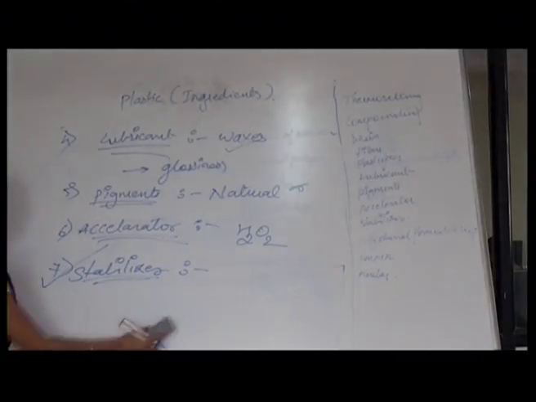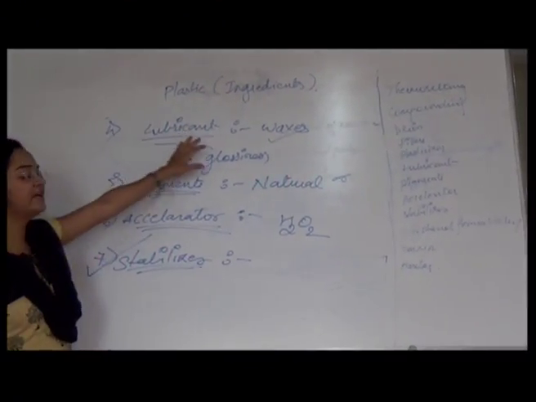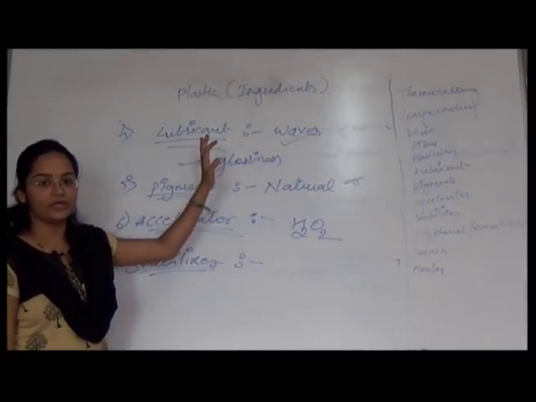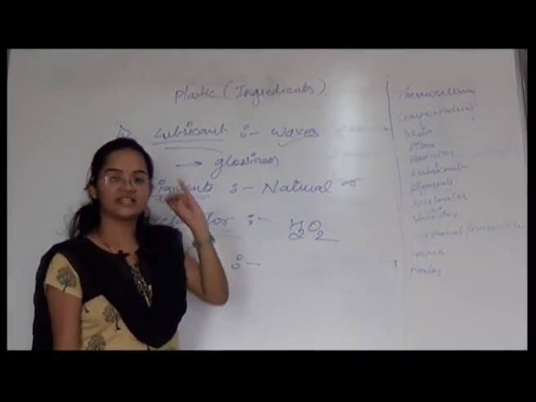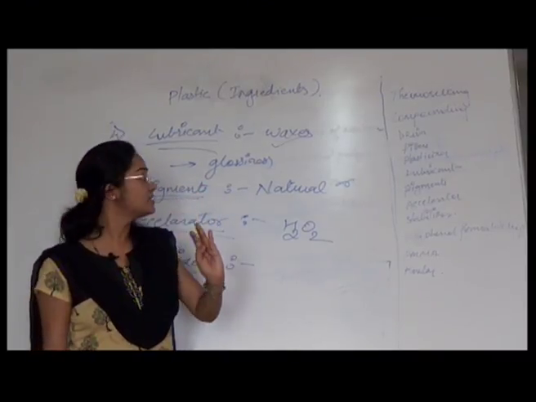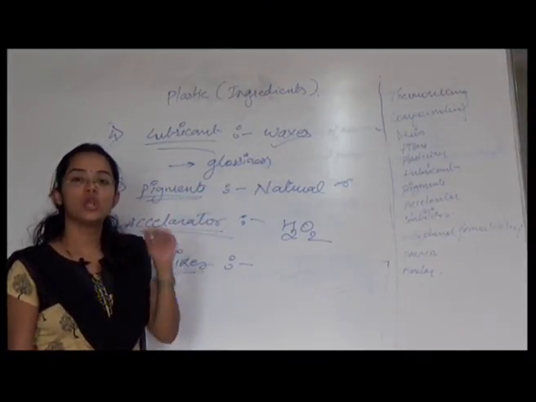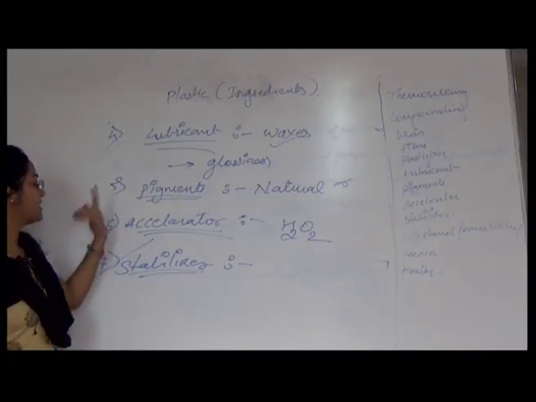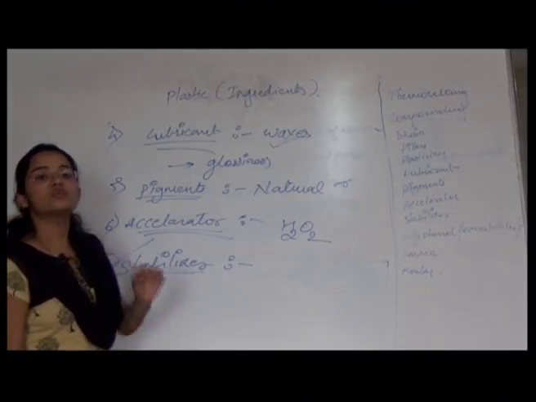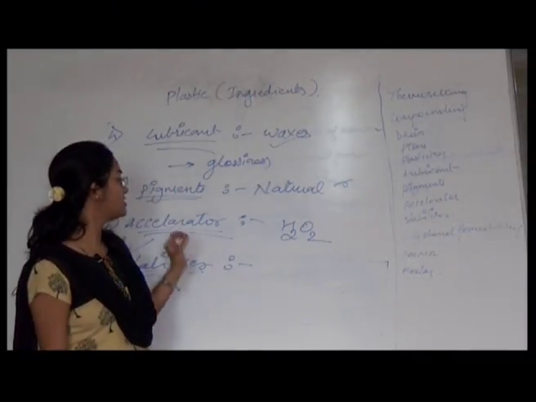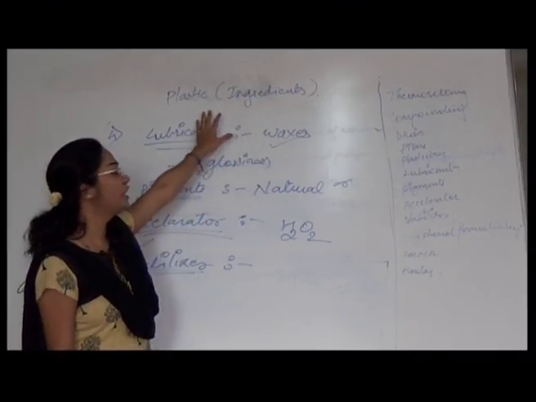So with this we complete our plastic ingredients, or we can say compounding. In that we have seen the resin, then fillers, then plasticizers, lubricants, pigments, accelerator and stabilizer. Each one has its own importance and role in the compounding of a plastic.